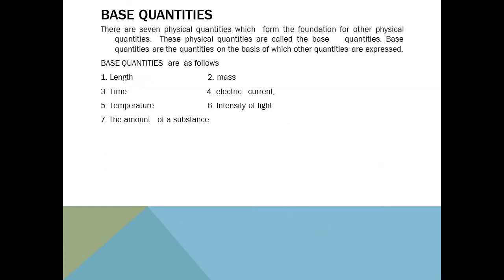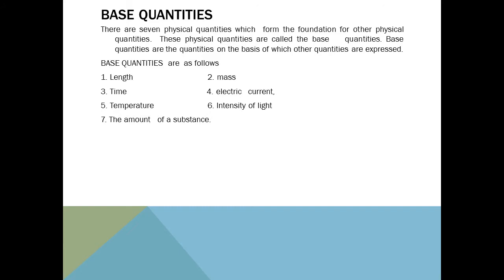Here we have base quantities. There are 7 physical base quantities which form the foundation of other physical quantities. These physical quantities are called the base quantities. Base quantities are quantities on the basis of which other quantities are expressed. Base quantities are as follows.